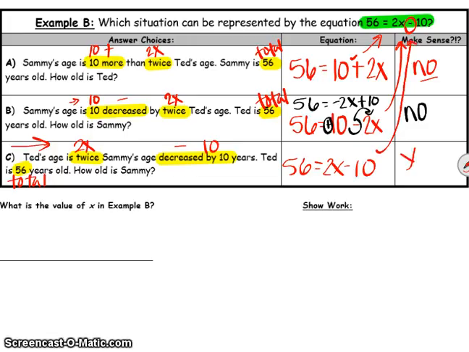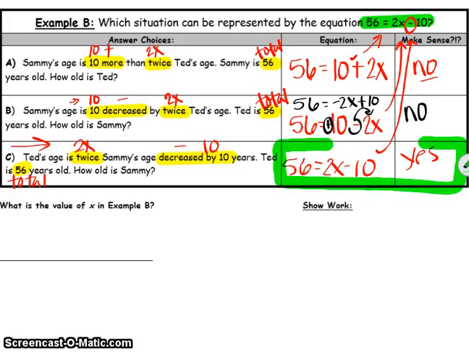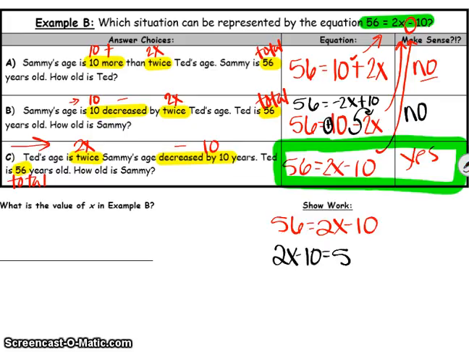Yes, absolutely. And so now all I have to do is solve the equation that I got that was correct. So the correct equation was this one, letter C. And now I have to solve it. So I have 56 is equal to 2x minus 10. I know that you guys are most familiar with the equal sign on the right side, so I can rewrite this. And it would be 2x minus 10 is equal to 56.